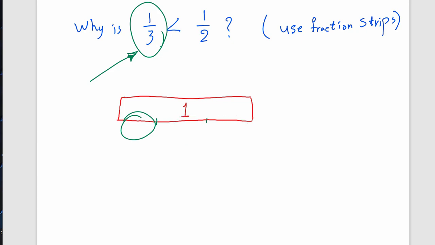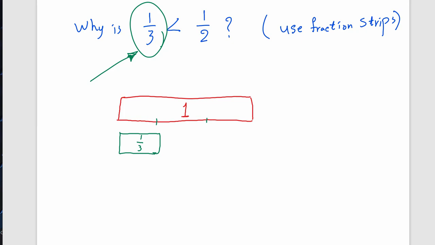Okay, and how many strips should I use? Here 3. Okay, again. So this is 1/3. How many unit fractions should I use? It's only 1/3. So only one. Thank you, Adam.